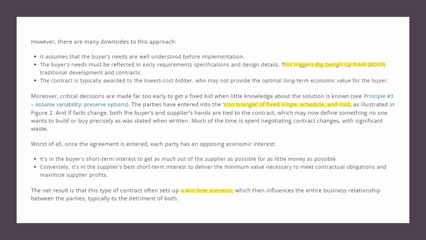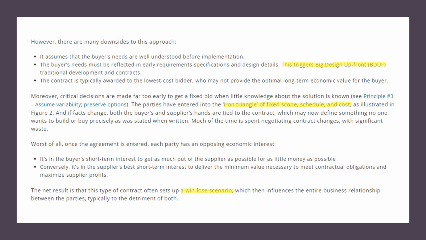Worst of all, once the agreement is entered, each party has an opposing economic interest. It is in the buyer's short-term interest to get as much out of the supplier as possible for as little money as possible. Conversely, it is in the supplier's best short-term interest to deliver the minimum value necessary to meet contractual obligations and maximize supplier profits.